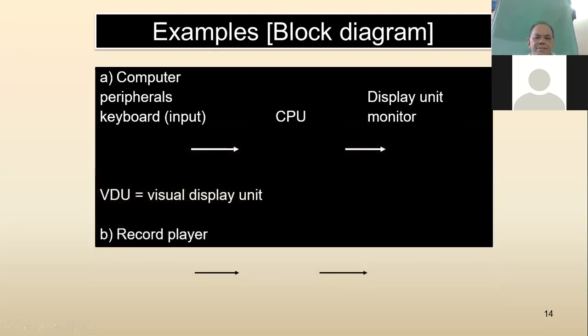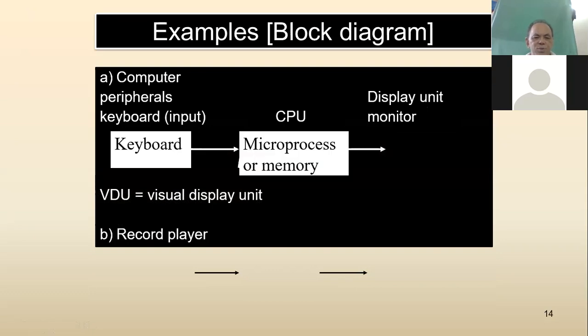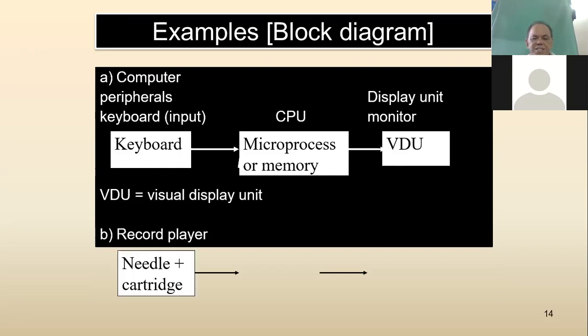There are other examples. You can use block diagram. Your computer, your keyboard is your input device. You tell what you want to do on your keyboard. Microprocessor or the CPU in the computer processes what you want and then it displays on the VDU, visual display unit, what you have done. Or you can have a needle and cartridge.